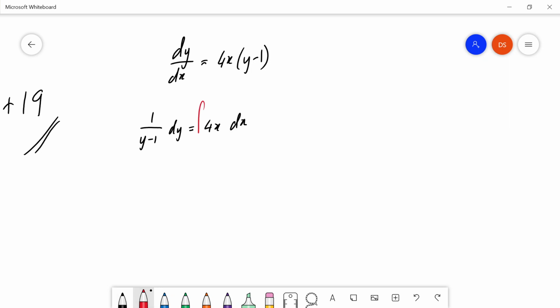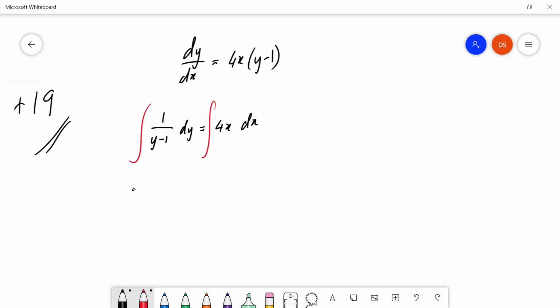Make sure you put your integral symbols and you integrate. So what's the integral of 1 over y minus 1? That is just ln of y minus 1, and this is 2x squared plus c. I don't need to do any more than this. And this is called separation of variables, where you separate the variables. It might look a lot funkier, it might look a lot scarier, but you can do it.